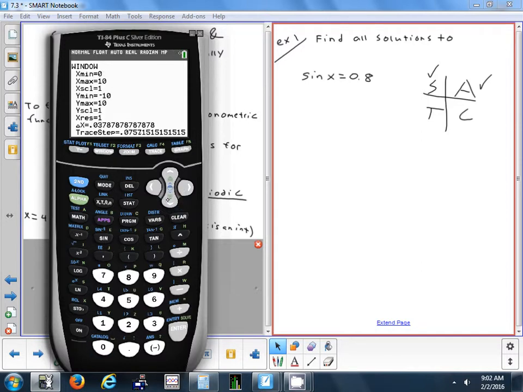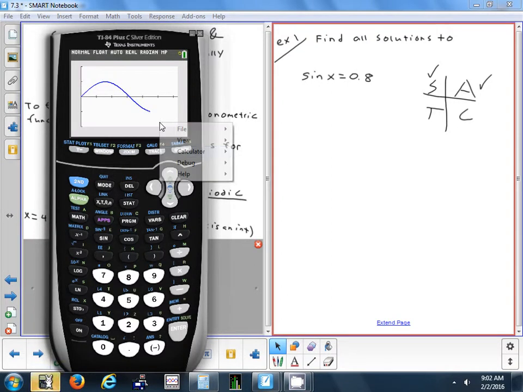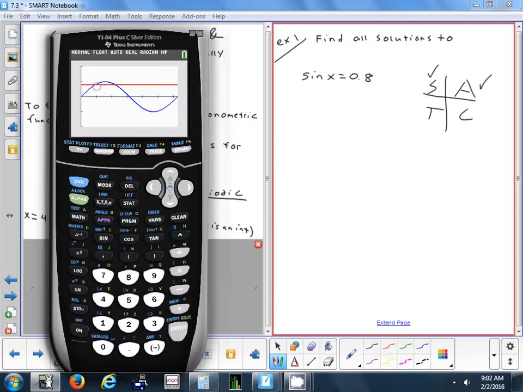So let's go 0 to 2 pi. And the highest and lowest that sine goes is 1 and -1, so there's no reason to go from -10 to 10. I'm going to go -2 to 2. Now if I've done this right, I'm going to see exactly 1 period of the sine function, which we do. And we can see how many solutions we're going to get. Now we just need to find them. How do I get those 2 solutions? We're going to do our intersect.